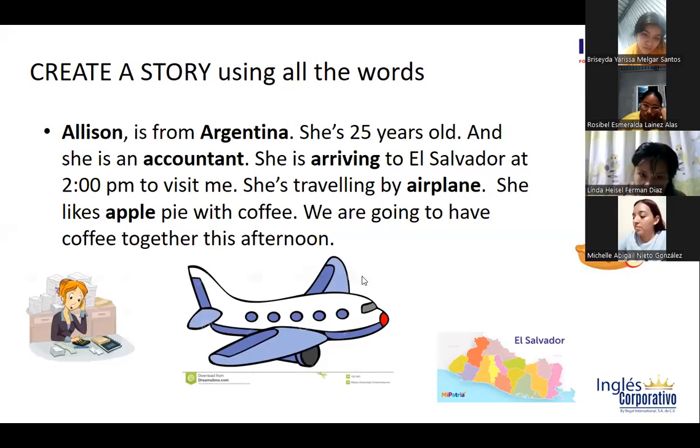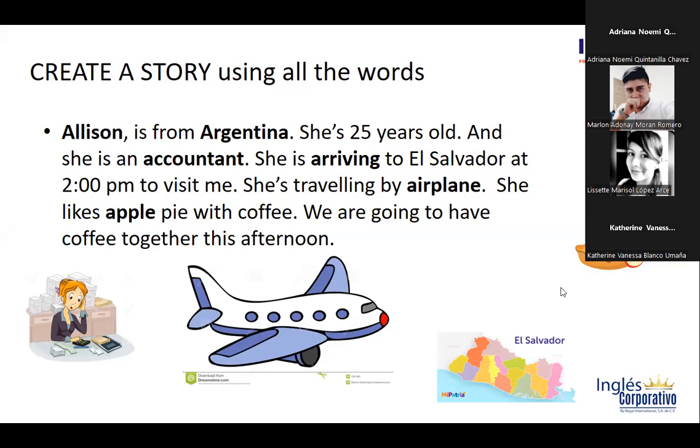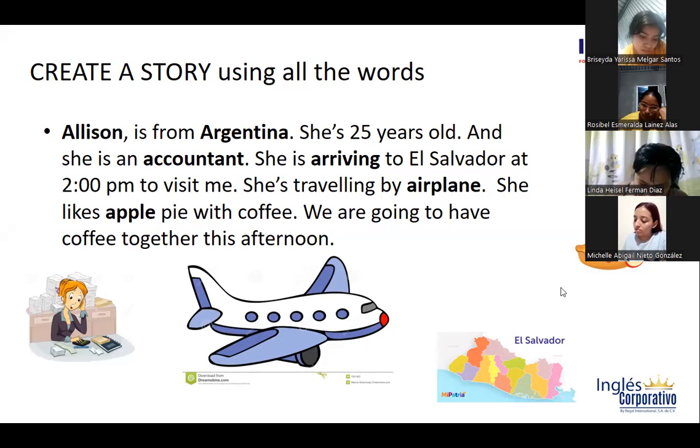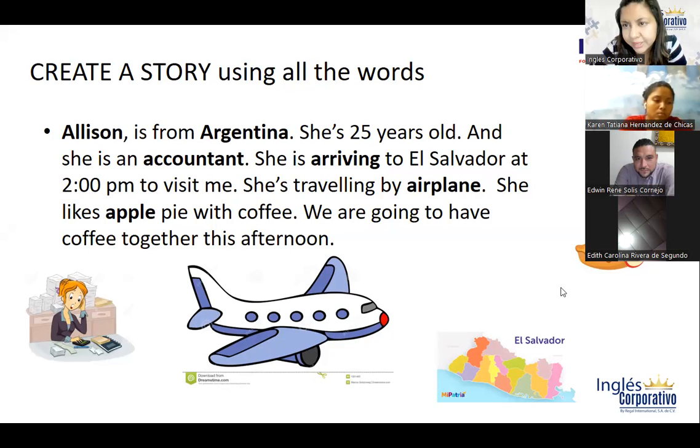A ver, ¿qué van a hacer? Van a hacer una historia, van a crear una historia. Cada uno escoge primero una letra de las que hicimos, the B, the M, or the R, y va a usar las palabras, todas las palabras con esa letra para crear una historia. ¿Ok? Sí, sí están claras las instrucciones. Okay.